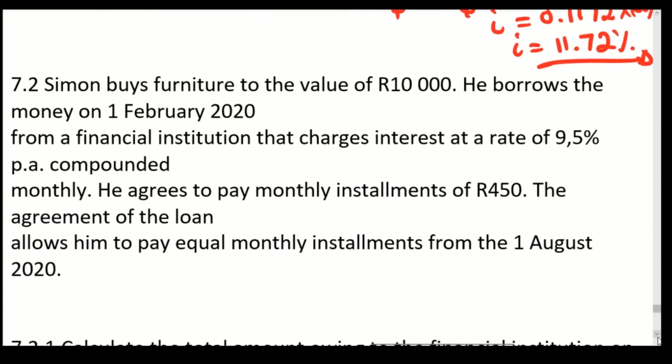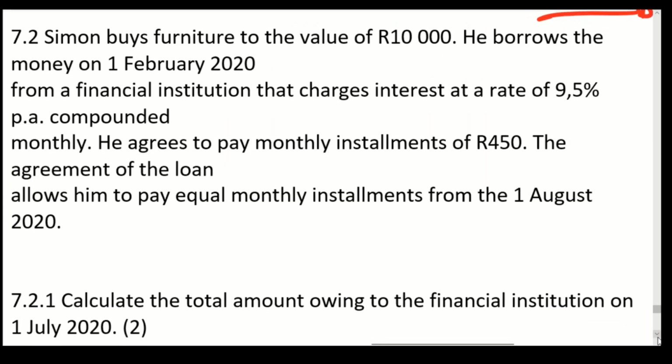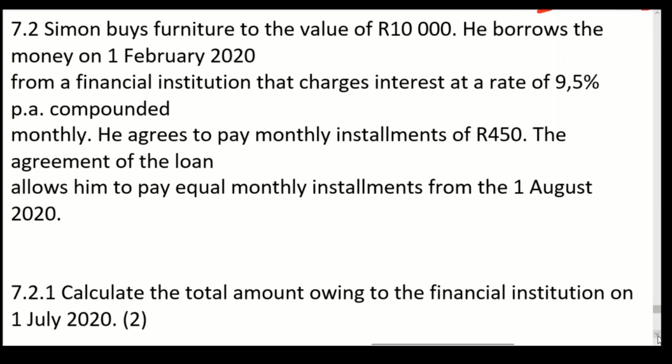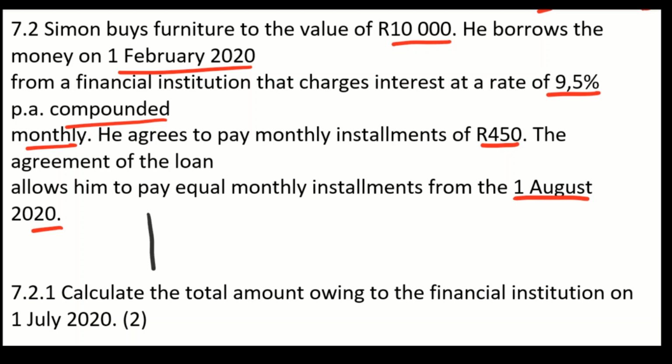which reads as follows. Simon buys furniture to the value of 10,000 Rand. He borrows money on the 1st of February 2020 from a financial institution that charges an interest rate of 9.5% compounded monthly. He agrees to pay monthly installments of 450 Rand. The agreement of the loan allows him to pay equal monthly installments from the 1st of August. So if we were to represent this in a timeline, it would be as follows.